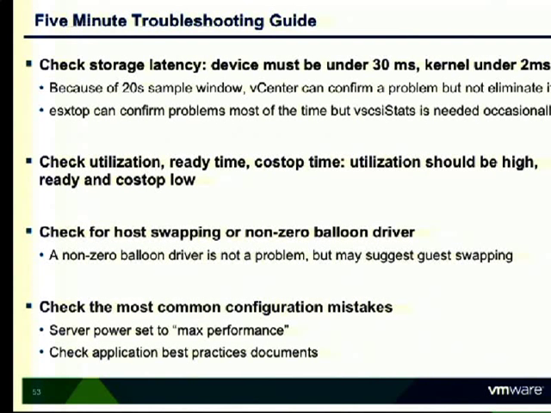Just a quick recap of some best practice. Storage latencies: if it's greater than 30 milliseconds at the device and greater than 2 milliseconds in the kernel, that's a bad thing. We need to look at that. We've probably got a problem. If we're checking for CPU, we need to check utilization and the ready time. Utilization, obviously, we want fairly high, but at the same time, we want ready time and co-stop to be low. We also want to check to make sure the balloon driver is not being overused, so we want that to be zero. And of course, swapping is going to cause problems, as we've seen dramatically today.